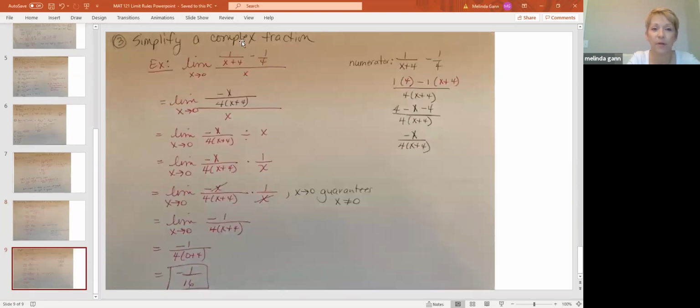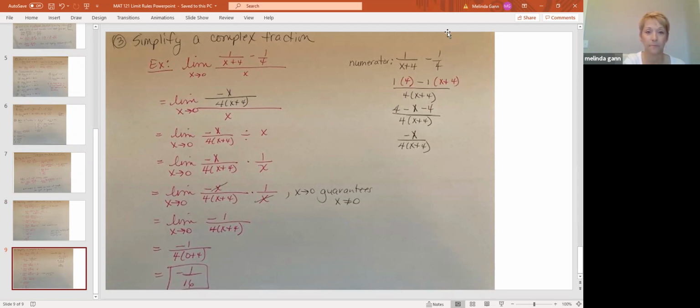This is called a complex fraction. Now, complex doesn't mean complicated. A complex fraction means part of your fraction is a fraction. So what you can do is try to play arithmetic and try to simplify it. So what do I mean by that?